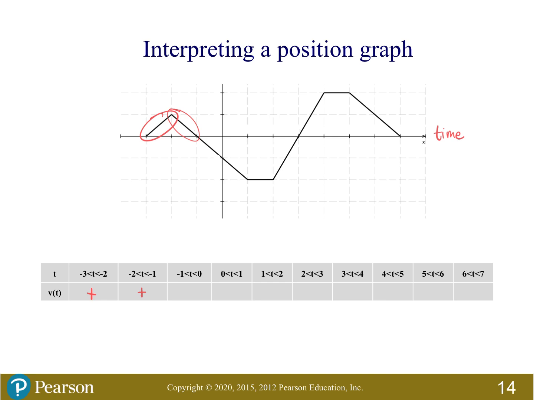Once I cross over -1, now I'm in a different quadrant. I'm below the x-axis, and so that would be negative position. I stay at negative position until I reach the number 3. So these are all negative positions. Then I switch, and the whole rest of the graph is all positive position because it's all above the x-axis. So this is plus, plus, and plus.